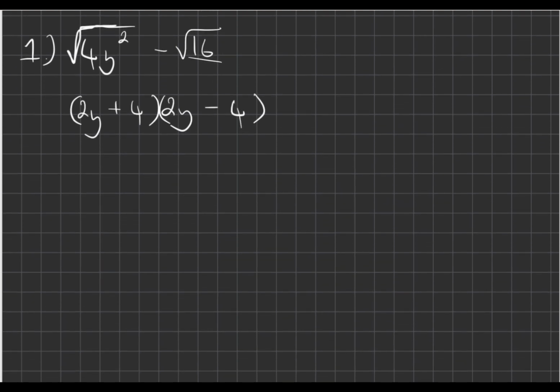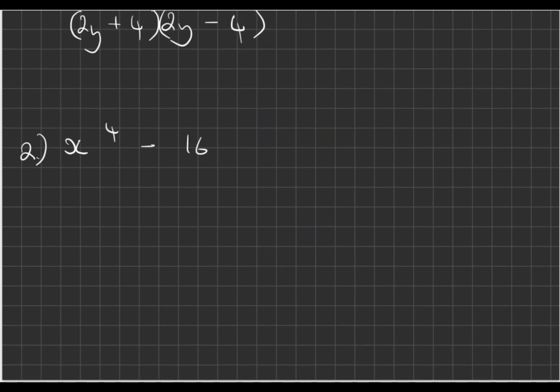So now what happens when you have something like, let's say for instance, question number 2 is going to be x to the power of 4 minus 16. Okay, so now we ask ourselves, okay, is x to the power of 4 a square number? I'm going to show you why it is actually a square number. So x to the power of 4 actually is a square number. And then 16, we've already said it is a square number, and we're finding the difference of the two.